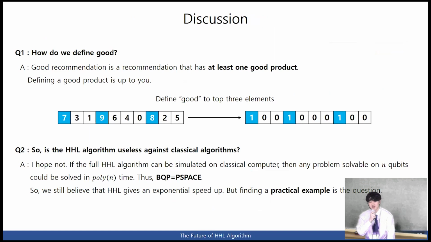The total runtime of the quantum-inspired algorithm was only poly k log n time, which was slightly slower than quantum algorithms. This raises the question: does HHL still offer a quantum advantage? In the classical method, the same rounding process is applied to preference matrices, but L2 norm sampling and classical SVD are used instead. In conclusion, if the entire algorithm can be simulated on classical computers, any problem solved on n-qubit quantum computers can be resolved within poly n time. This implies BQP equals PSPACE, making quantum computers nearly obsolete. Therefore, while we believe HHL offers exponential speedup in theory, more practical research is needed to validate its real-world utility.